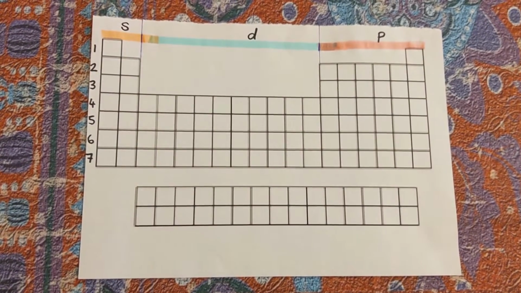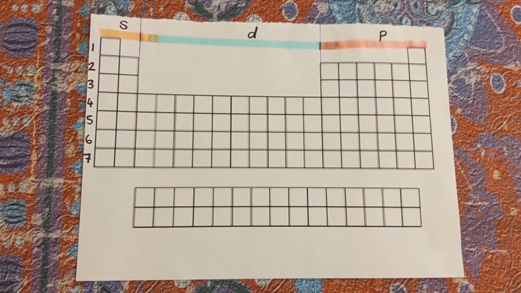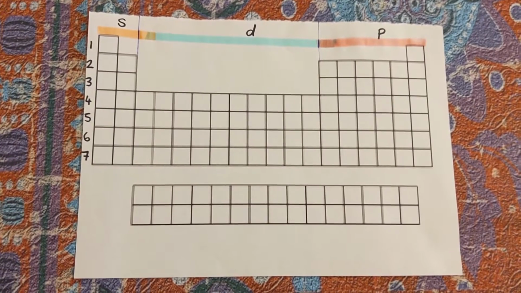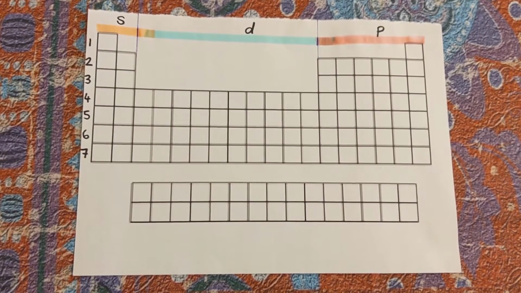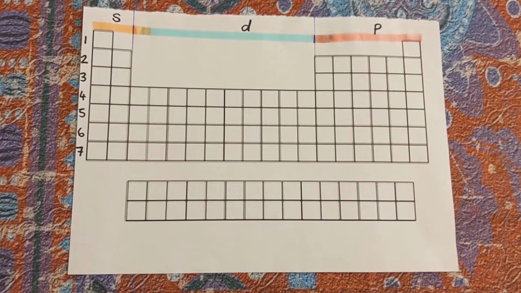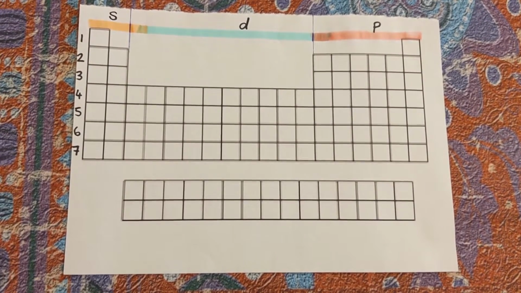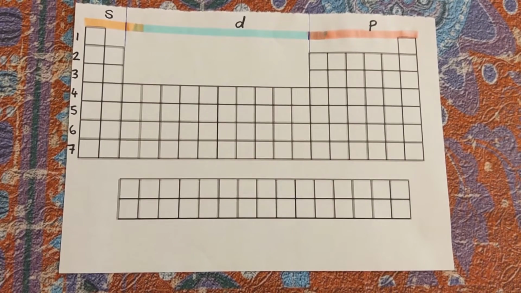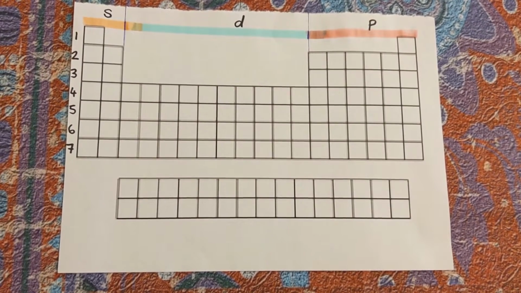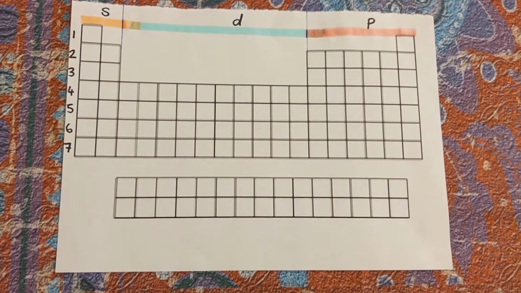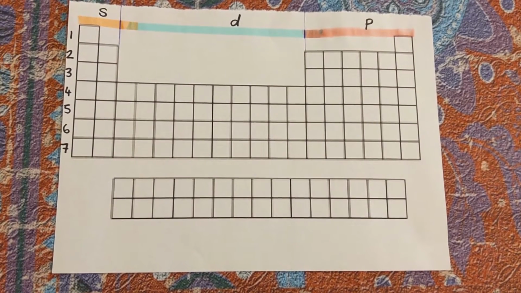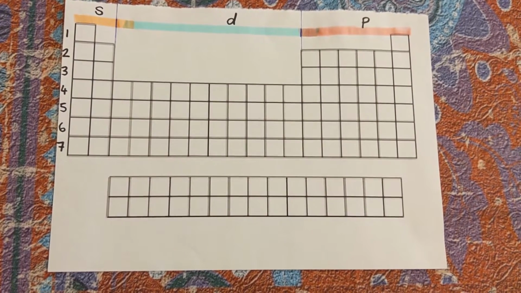Hi guys, in this video I'm going to show you how to work out the electron configuration of any element on the periodic table really quickly. And you'll need to be familiar with this method in order to understand noble gas shorthand. So the first thing I'd like you to do is take a blank periodic table and annotate it like this.